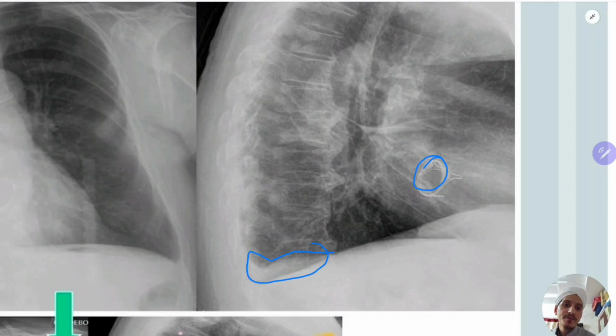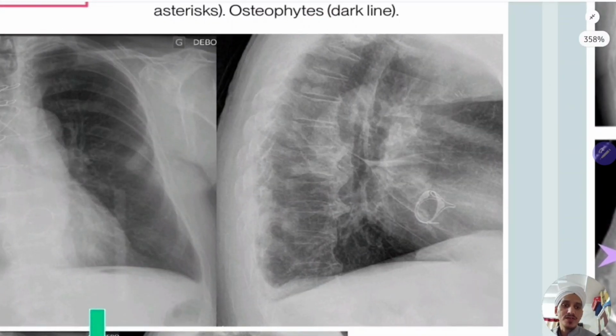Same thing, the valve in the heart you can see in the lateral chest X-ray also. And here, this is the horizontal fissure, which you can see is prominent.